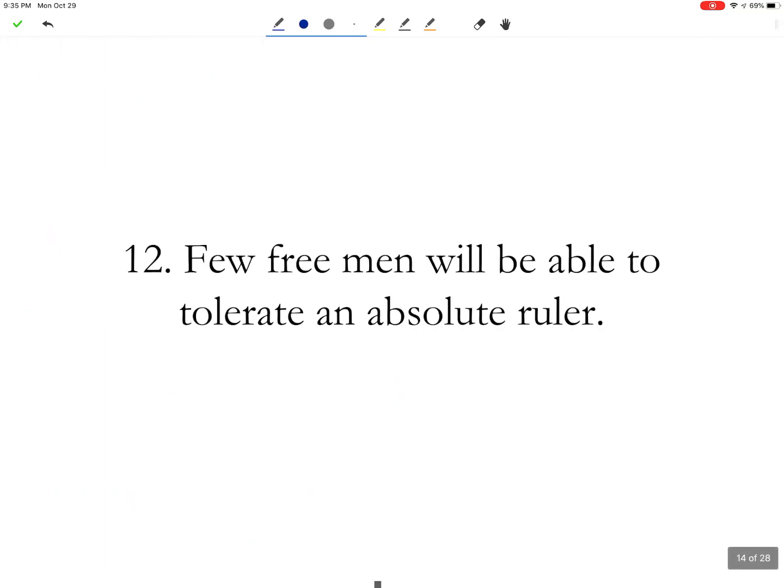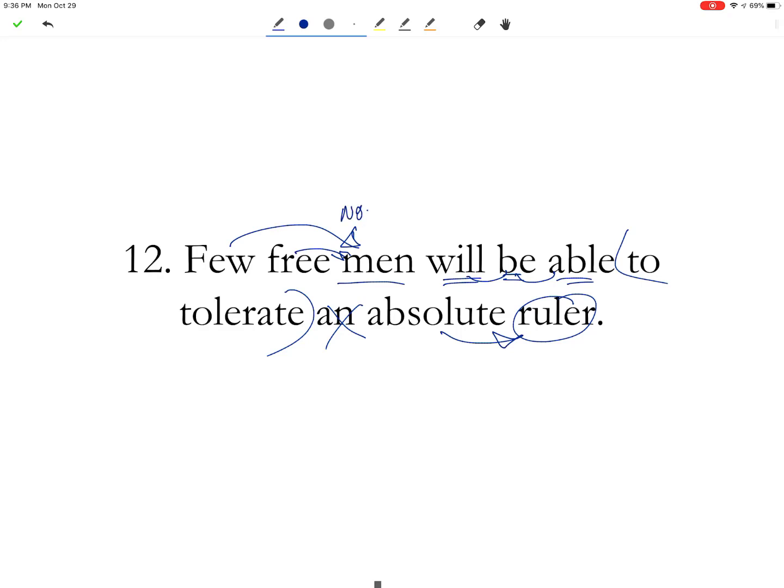12. Few free men will be able to tolerate an absolute ruler. Men will be able, all one word, to tolerate, that's my complementary infinitive, a ruler. What kind of ruler? Absolute ruler. And do we have an? No. Few and free is going to modify men. Men is nominative, plural, masculine. Will be able, third person, plural, because we've got plural here, so it needs to be plural there. Third person, plural, future, active, indicative. To tolerate, present, active, infinitive, a ruler, accusative, singular masculine, an absolute modifies it.